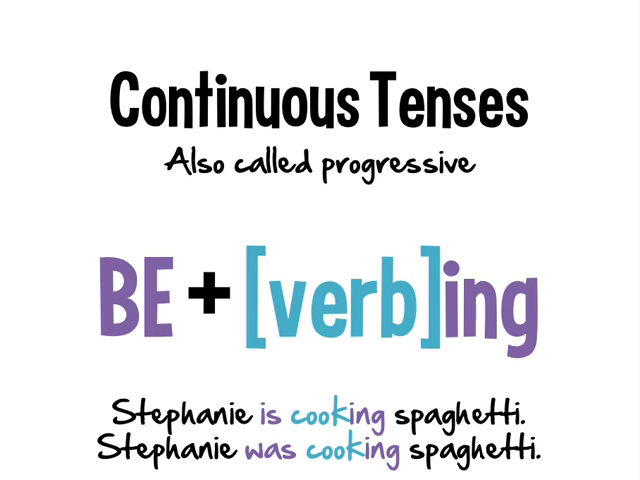Here are a couple examples. Stephanie is cooking with spaghetti. Stephanie was cooking with spaghetti. Notice neither one of those has be as the helping verb there, but they're different forms of that verb. And then I took the verb cook and I added ing to the end, just like I said I would.